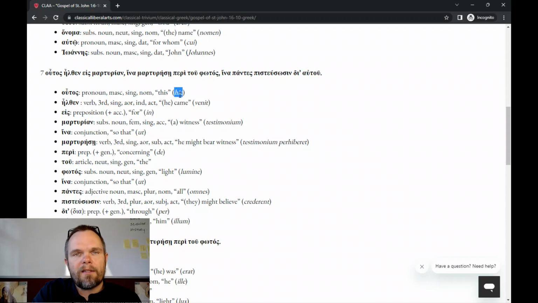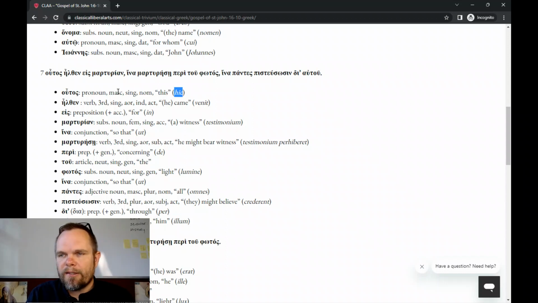So this seventh verse starts with the pronoun hutos, which is equivalent in Latin to hic. So it's the masculine singular demonstrative pronoun, hutos, this. And again, it's masculine. So it's referring back to a subject from the previous verse. And we'd look back and we'd say, well, who is this person that this is referring to? It's referring back to John.